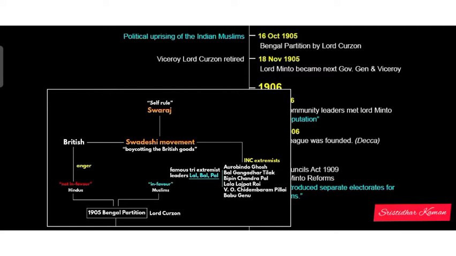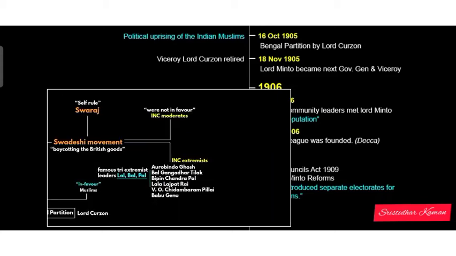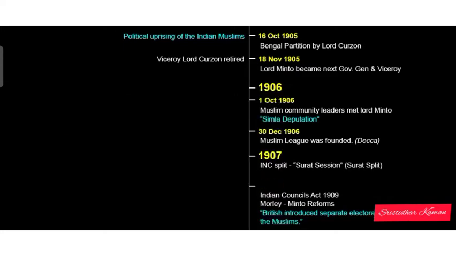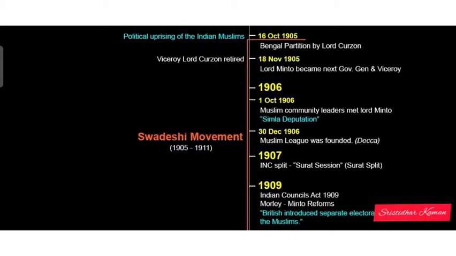The extremist members of the Congress started this political struggle in the name of Swadeshi movement to achieve self-governance. But the moderate members of the Congress were not interested in it. This difference between the moderates and extremists regarding their ideology finally led to the split of the Congress in 1907. And as we know, in 1909, the British gave the Muslims some reserved seats in the Imperial Legislative Council of British India. But if you look at the Swadeshi movement, it started in 1905 and went on till 1911.